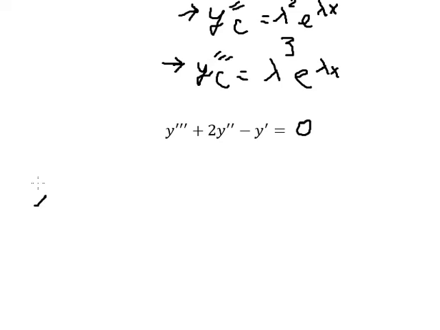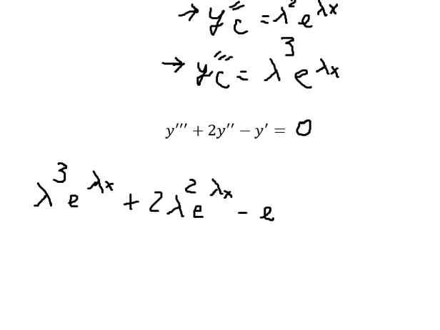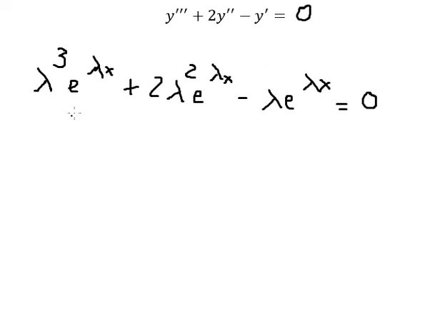So we have lambda to the power of 3 e to the power of lambda s, plus number 2 lambda squared e to the power of lambda s, minus lambda e to the power of lambda s equals number 0. And now we have e to the power of lambda s as a common factor. We can do factorization.